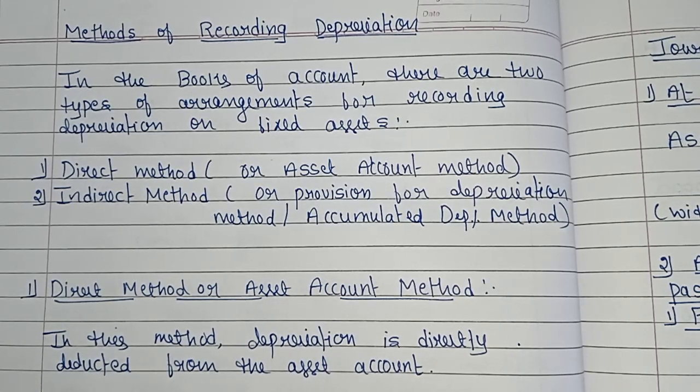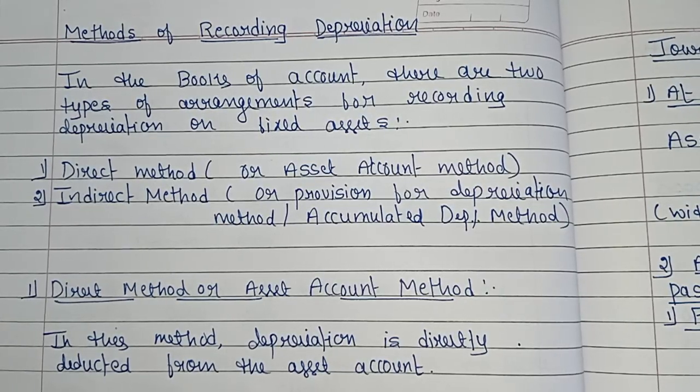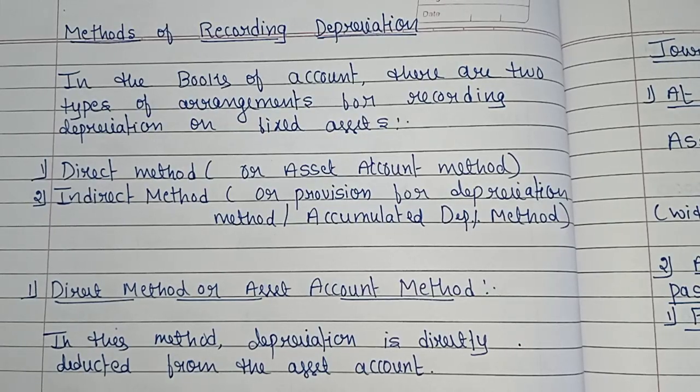In the last class, we studied methods of recording depreciation. In that, there are two methods: the direct method or asset account method, and the second one, the indirect method or provision for depreciation method or accumulated depreciation method. So in today's class, we are going to solve a problem under the direct method or asset account method.